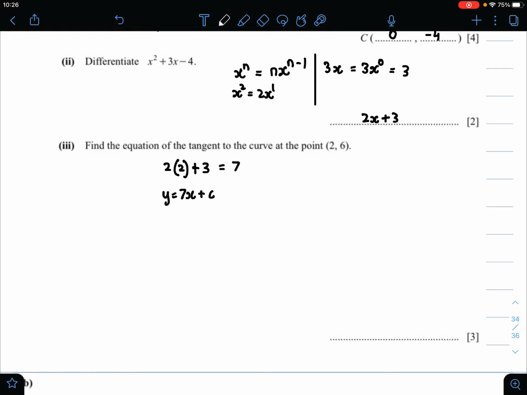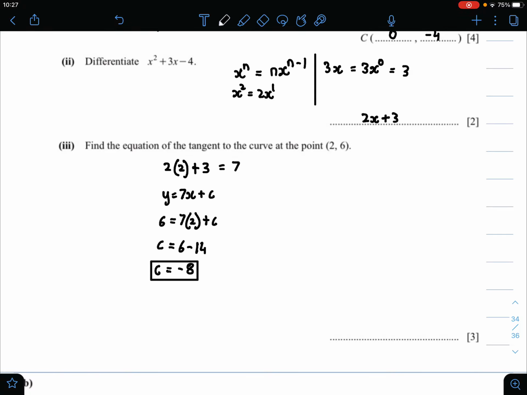So all you need to do is substitute this point into the equation. So y is 6 when x is 2, plus c. So all you need to do is solve this equation for c. So therefore c will be equal to 6 minus 14, because 7 times 2 is 14, and when you take a positive to the other side of the equation, it becomes a negative. So therefore your c value will be negative 8.